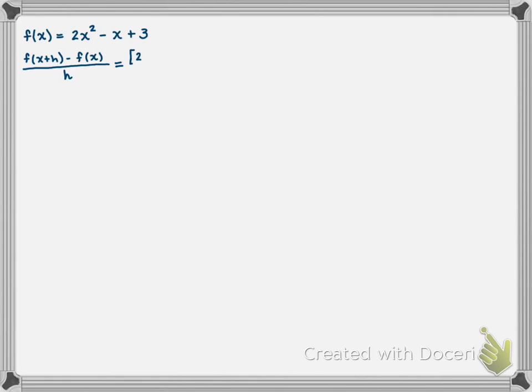So we're going to do 2 times our input squared minus our input plus 3. And then for f of x, we have x in the parentheses, so that says your input is x. So again, 2 times the input squared minus the input plus 3. And this whole thing over h.